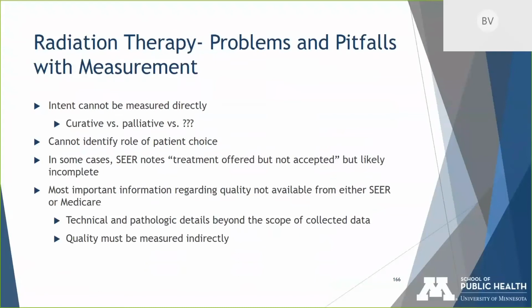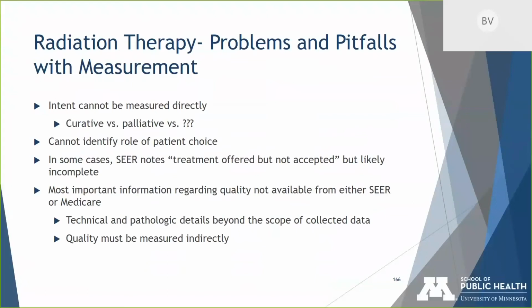Overall, there are a number of challenges with measuring radiation therapy. One of the major challenges is that we cannot measure intent directly. So there is not a flag within the data that says this radiation therapy was curative or palliative. You really would need to work within your clinical knowledge or also just practice patterns to understand whether or not you think you could make that reasonable assumption. But in many ways, you do need to make strong assumptions about what care is being delivered for what purpose.